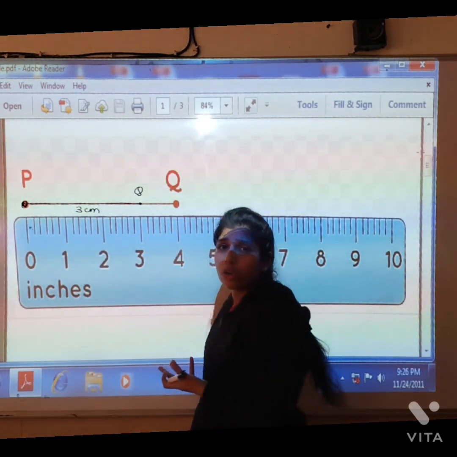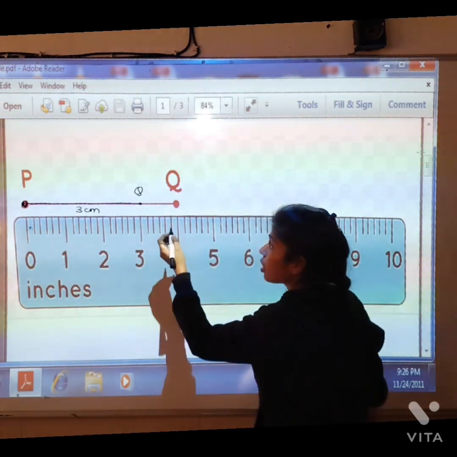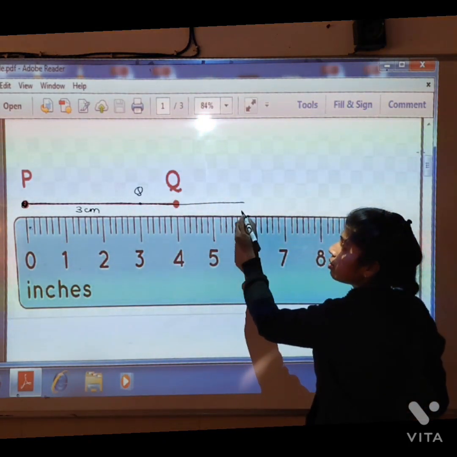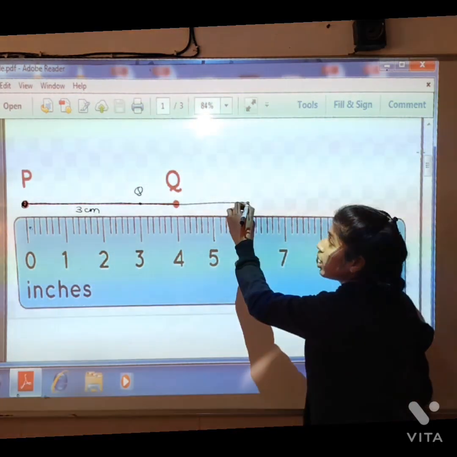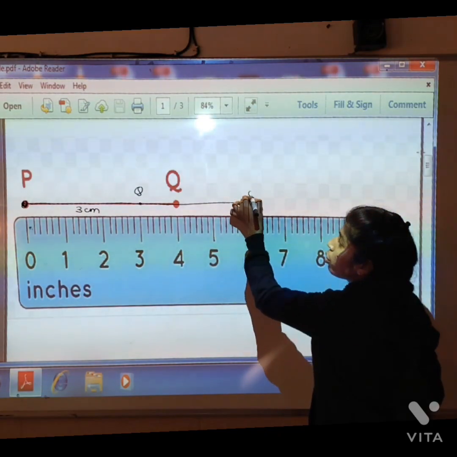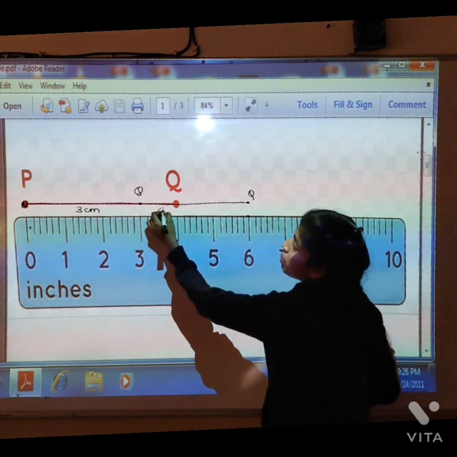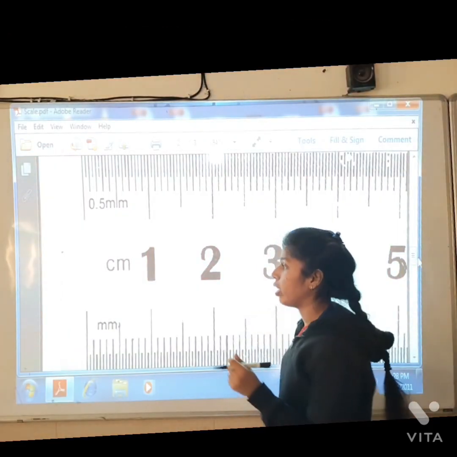So this is a 3 centimeter line. If you want to draw any length like 4, 5, 6 centimeter, then you extend the line till that number. This is 6 centimeter. If you want to draw a 6 centimeter line, you extend the line from P to Q, and this completes from 0 to 6. This is a 6 centimeter line. Simple.